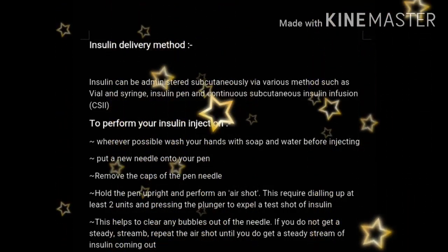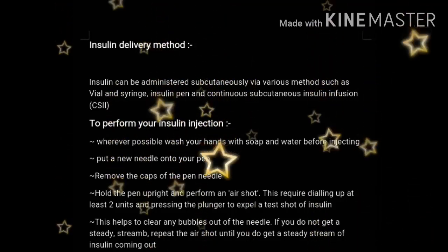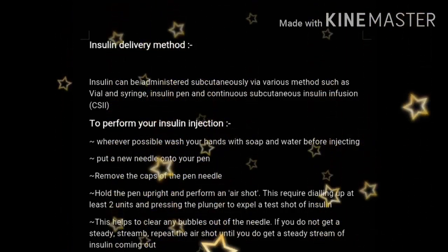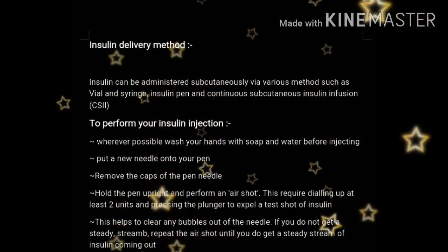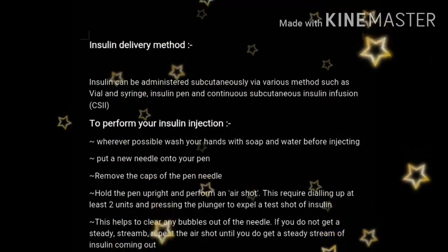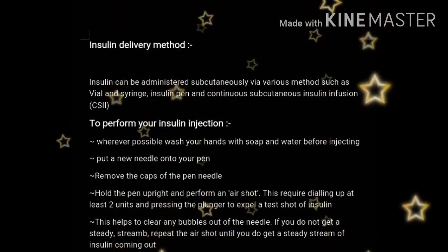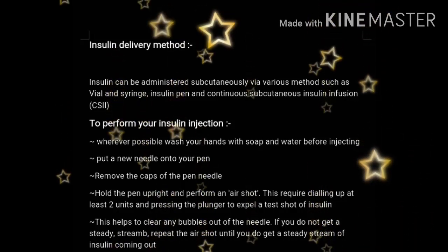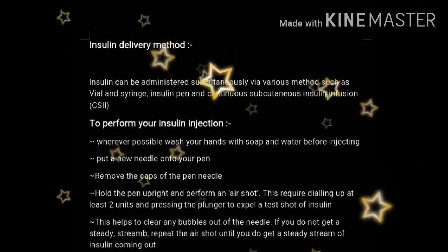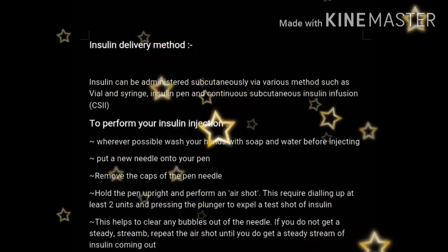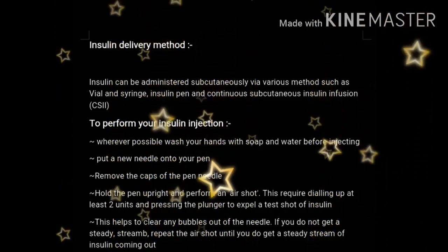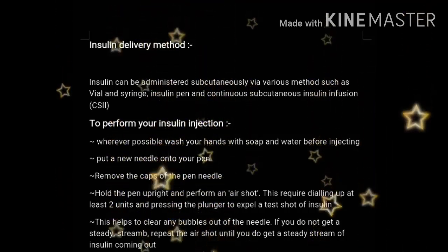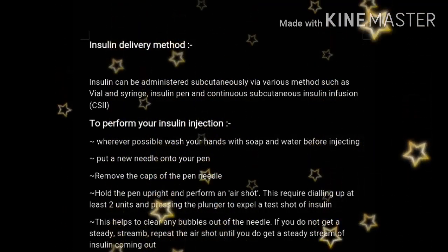Then, how to perform an insulin injection? First, wherever possible, wash your hands with soap and water before injecting. Second, put a needle onto your pen. Third, remove the cap of the pen needle. Then hold the pen upright and perform an air shot. This requires dialing up at least 2 units and pressing the plunger to expel a test shot of insulin.